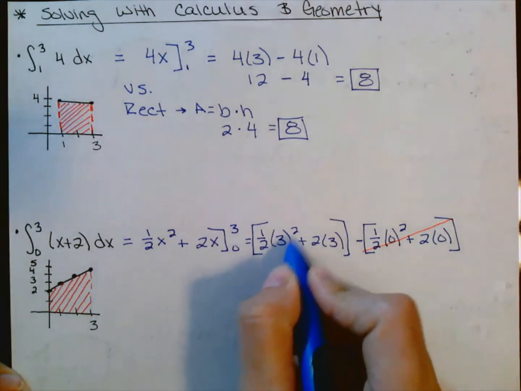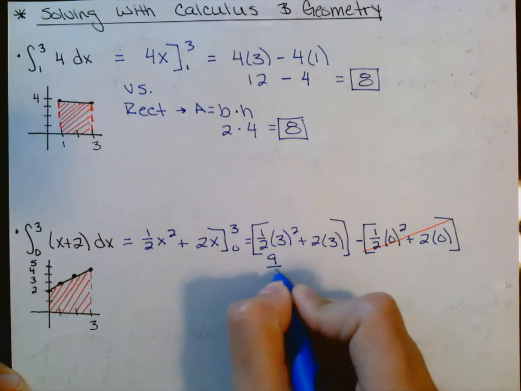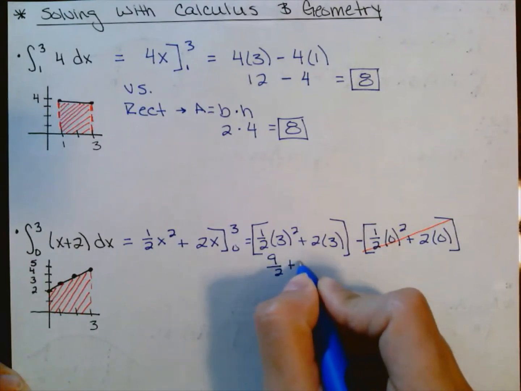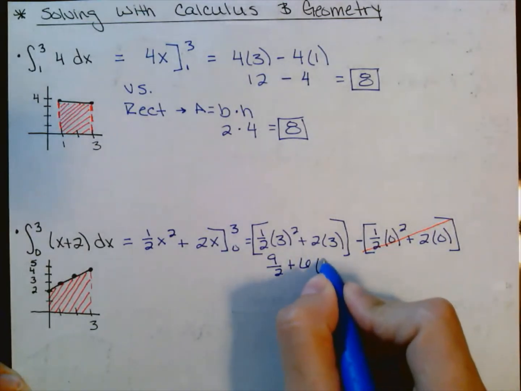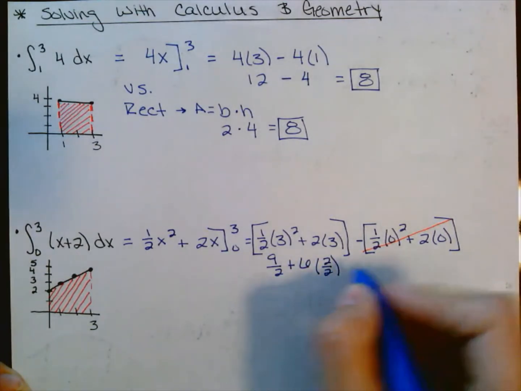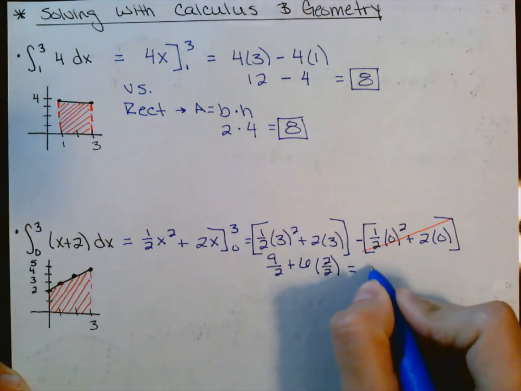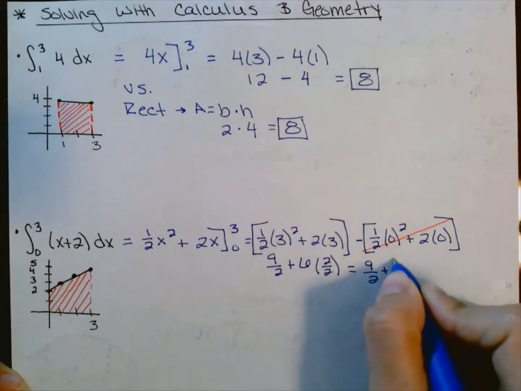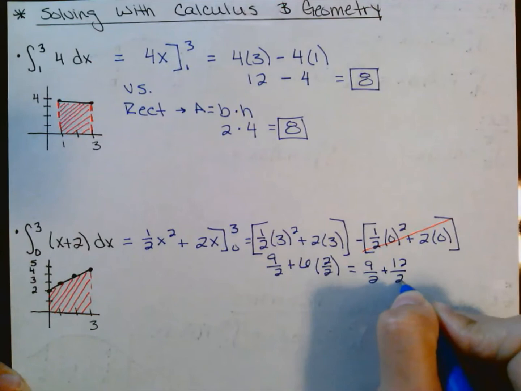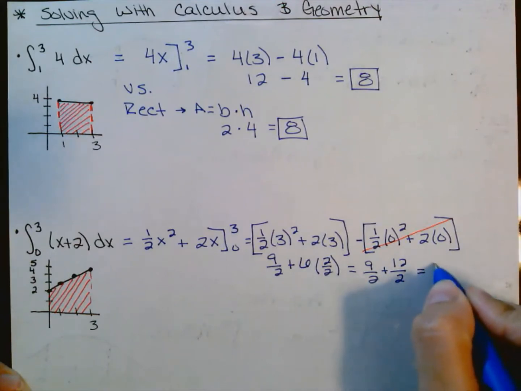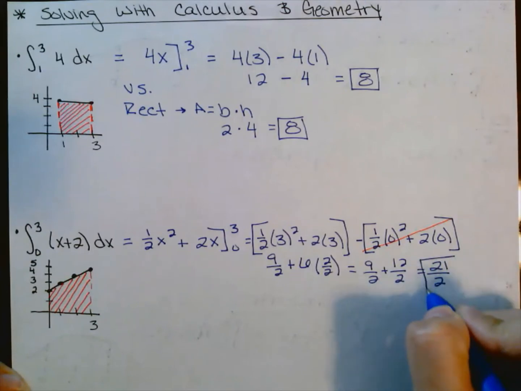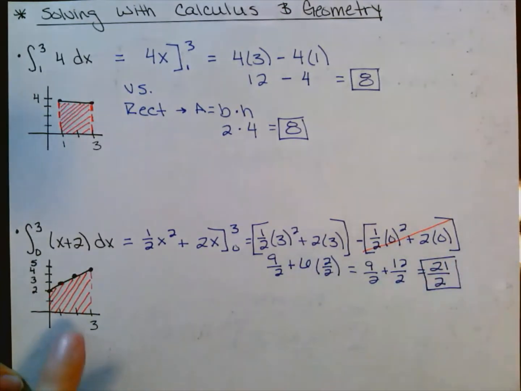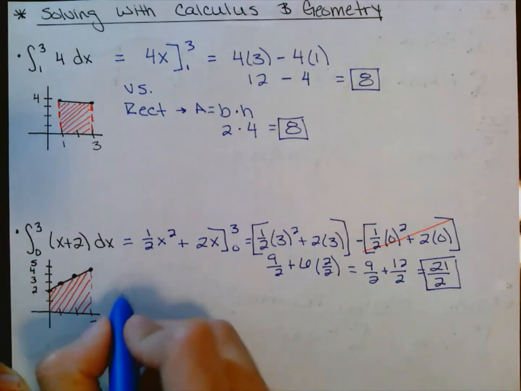So now 3 squared is 9. I have 9 over 2 plus 6. Okay. And then I want common denominator. So I'm really adding 9 over 2 plus 12 over 2. 12 plus 9 gives me 21 over 2. Okay. Now, that was calculus. Let's look at geometry. This is a trapezoid.